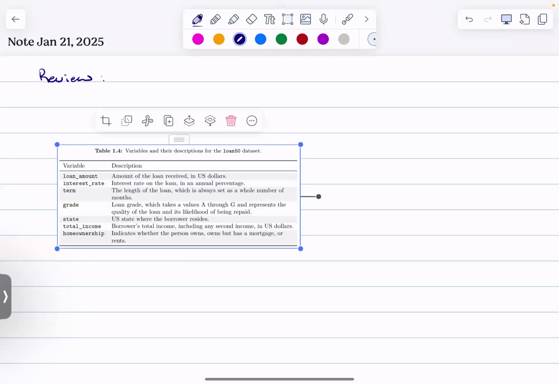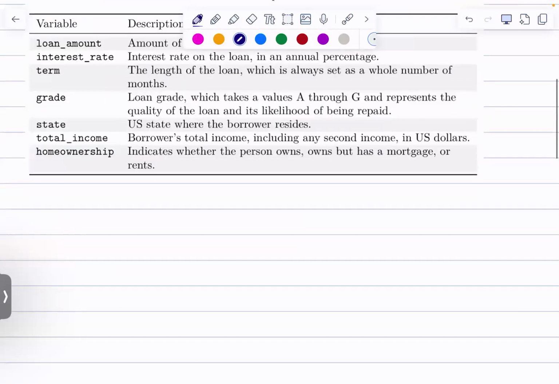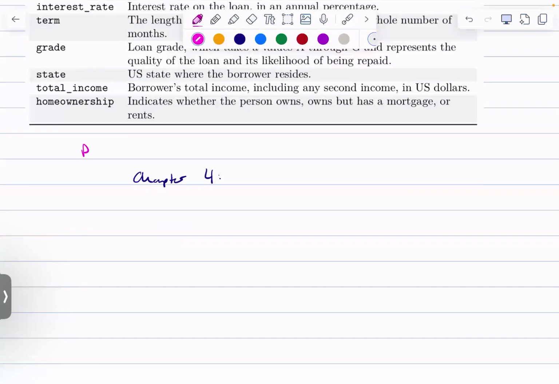Let's do a little bit of review. We're going to use this data set called the Loan 50 data set today. I'm just going to steal it from the textbook because they've generated some summaries and some graphs. And just as a warning here, we're going to do chapter 4 today. It's the start of part 2, which is called exploratory data analysis, which we usually just call EDA. So if you hear EDA, it's exploratory data analysis.